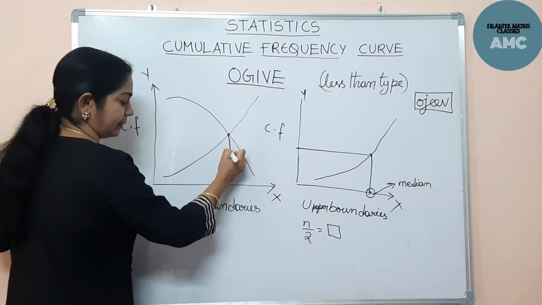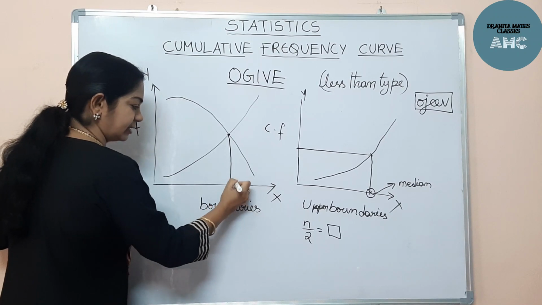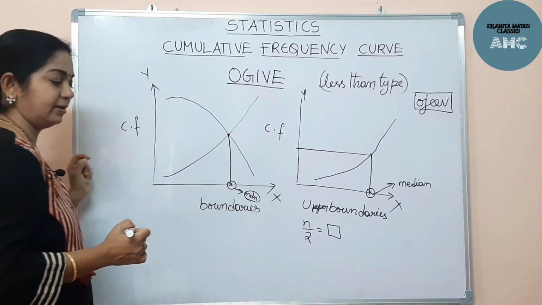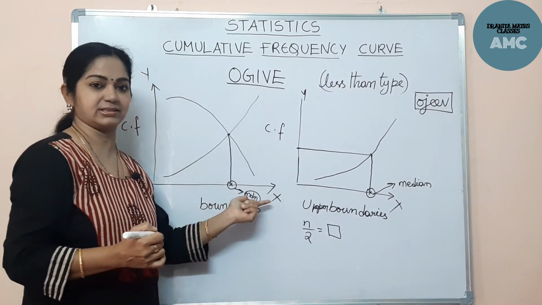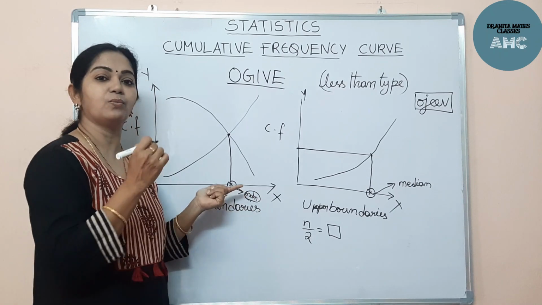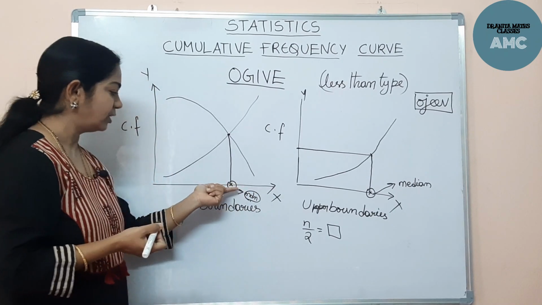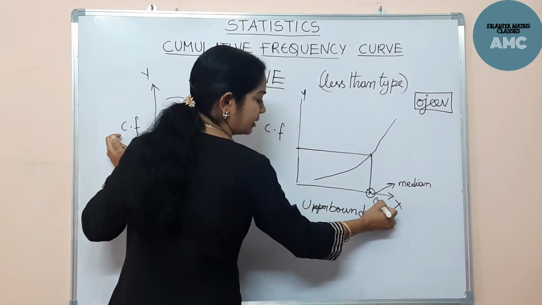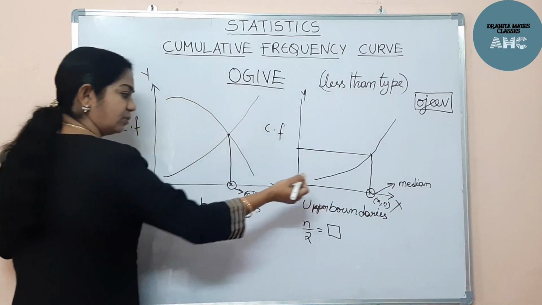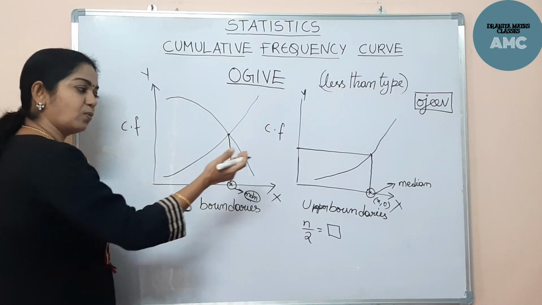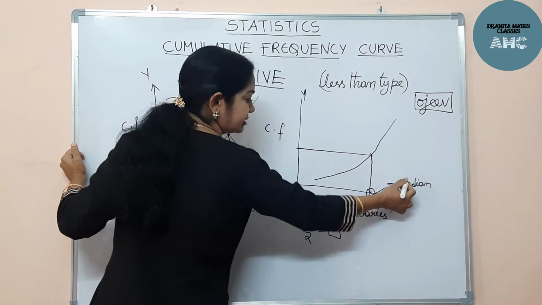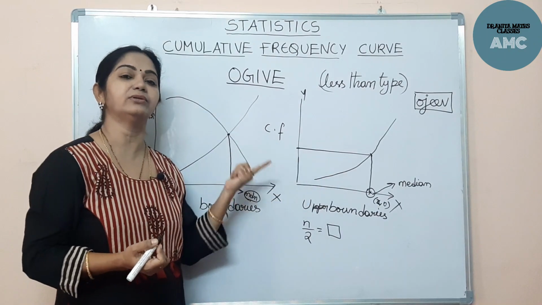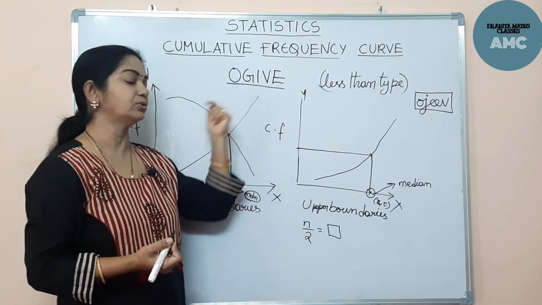From there, if you drop a perpendicular, the foot of the perpendicular gives us the median. The foot of the perpendicular is touching the x-axis, so the y-coordinate will be 0, and we get a point like x comma 0. So the x-coordinate is the median. Here also the x-coordinate is the median. These are the two ways to find the median graphically through the ogive curve.